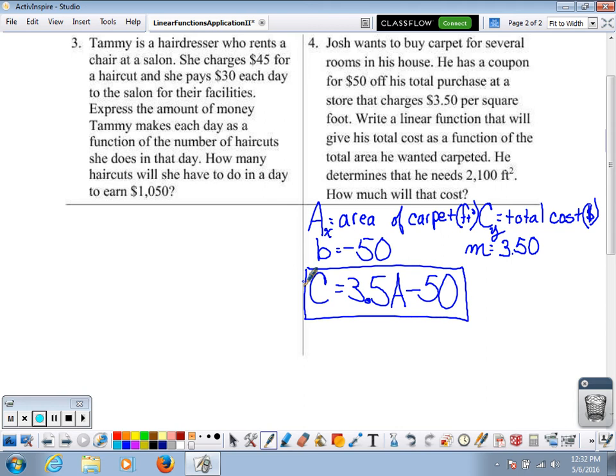And that's our equation. Now, they also give us 2,100 square feet. Is that an A or is that a C? That's an A. So we'll take A equals 2,100 square feet, and we'll substitute that in place of A. Now, we're just about out of time, so we're not going to be able to actually do that right now. But we've been through it enough times, you know how to sub values in for variables.